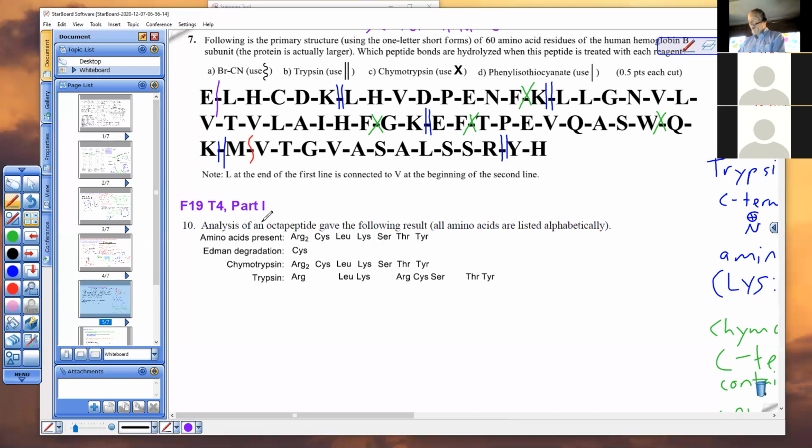It says we have an octapeptide, and the amino acids are listed alphabetically down here. What this means is there's 2 arginines in the octapeptide. So 2, 3, 4, 5, 6, 7, 8. And Edman is nice because it tells us the first one is Cys. So Edman up there was purple, so let's put in purple. So right away, I know Cys straight there.